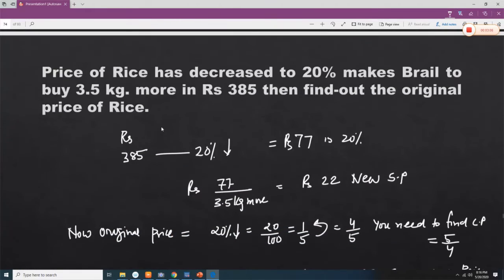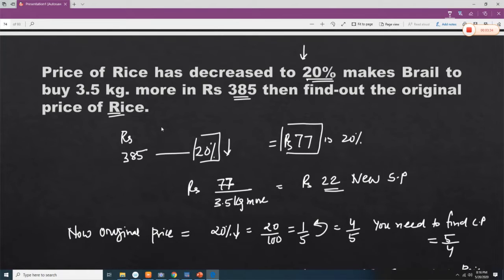Price of rice has decreased by 20%. Now the price has decreased, which makes Barun buy 3.5 kg more in 385 rupees. Then find out the original price of rice. So in 385 rupees, 20% of it comes to 77, and in 77 rupees he is buying 3.5 kg more. So 22 is the new selling price.